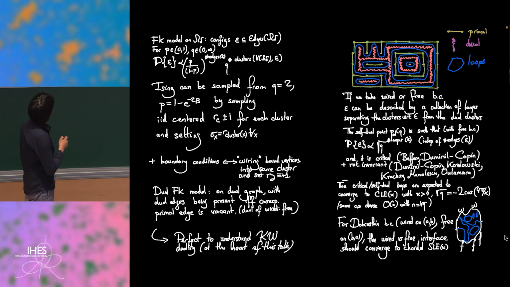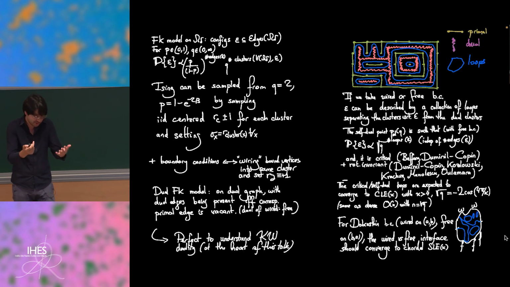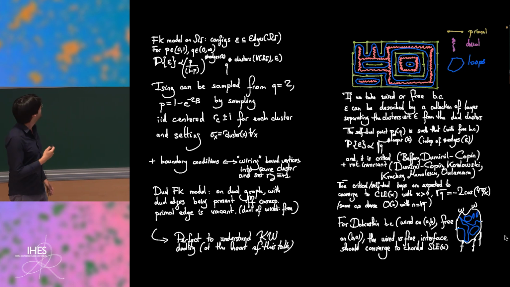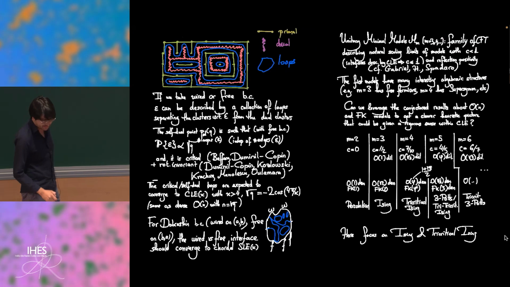So it's not surprising that the FK model looks, in the scaling limit, conjecturally like the O(n) model, but still, I think one can do something with that observation. Okay, now a very quick summary about these CFT things, so that we can focus on what we want. As I told you before, there's this sequence of minimal models of CFT, which conjecturally correspond to nice lattice models.